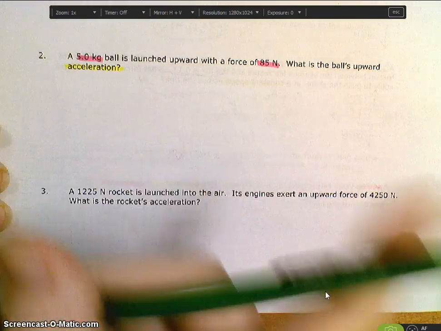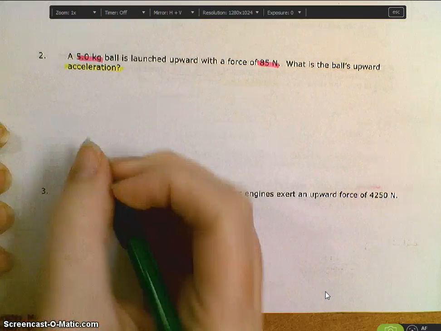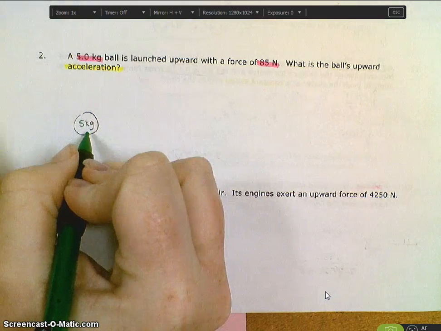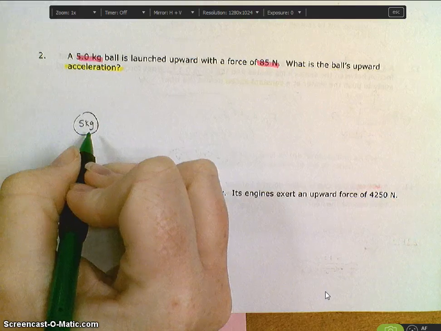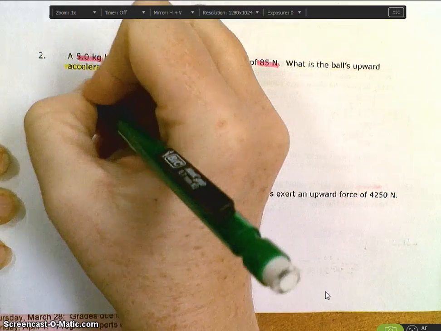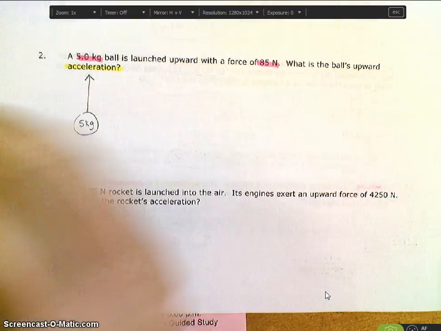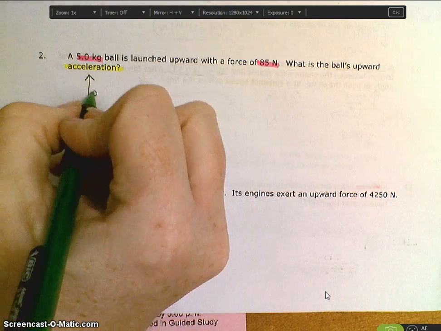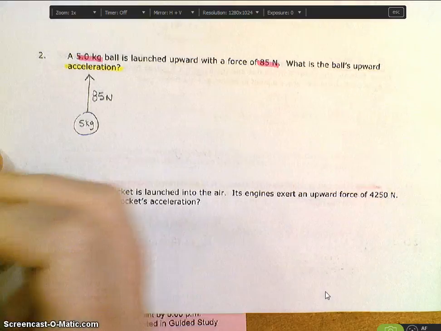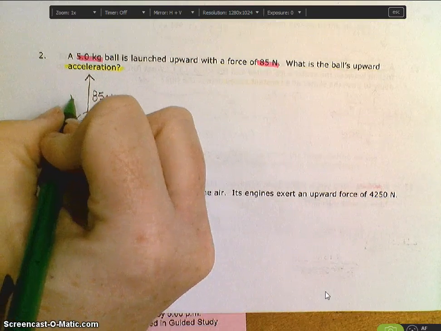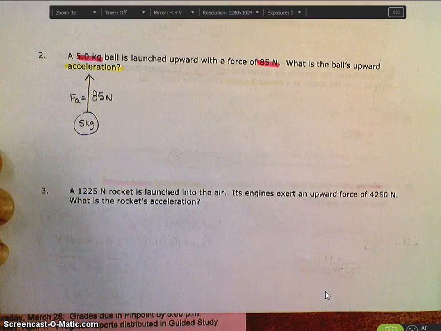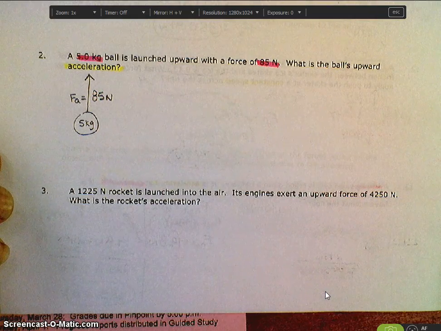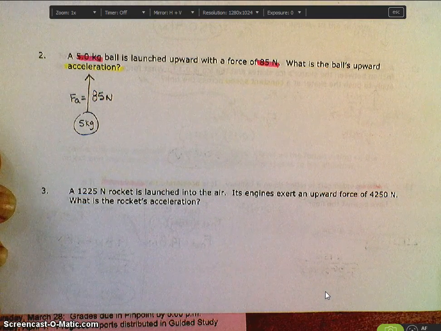I start then with the drawing. I have a ball. It is 5 kilograms. Remember, kilograms is a mass. It always goes inside the object. It is launched upward. We know it moves upward. And it gives us that force, 85 newtons. Now we need to remember what this is called. We are launching it, we are applying a force, whether that's a throw or a kick, but it is an applied force. It's outside force that we are applying.